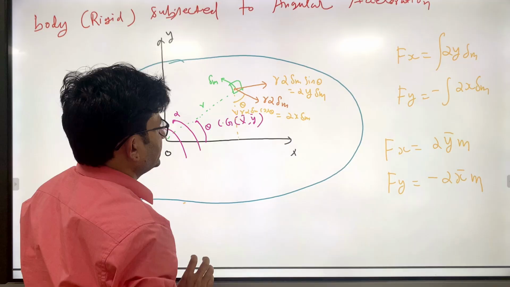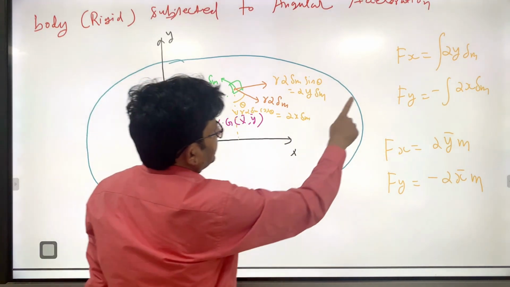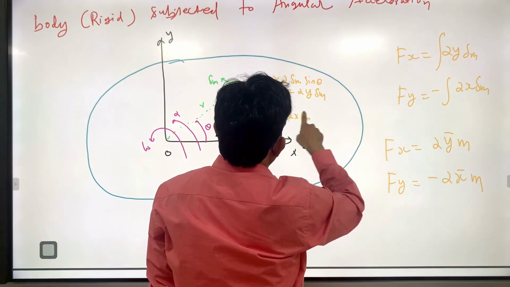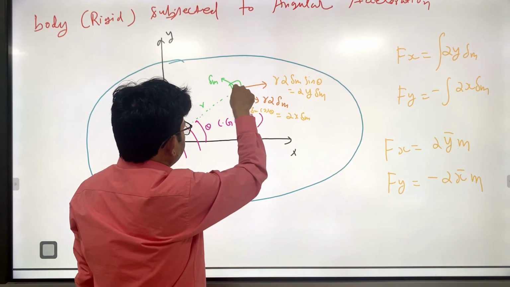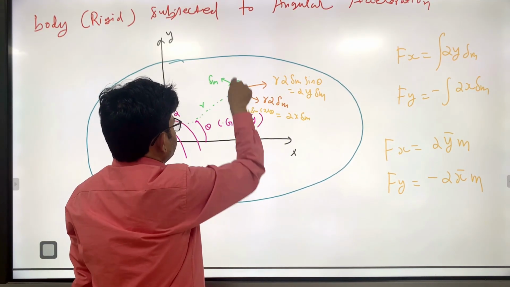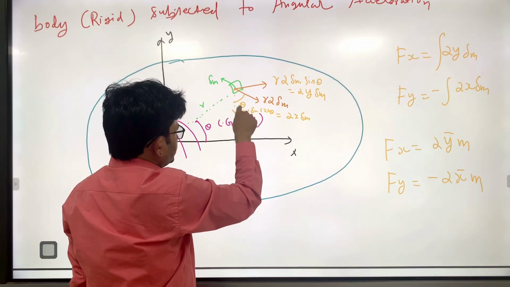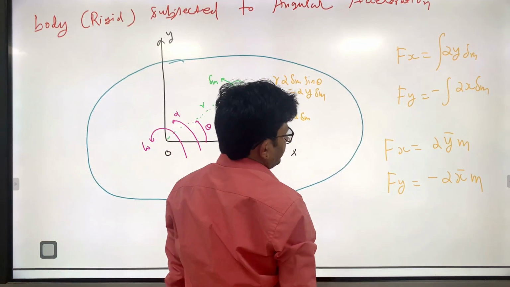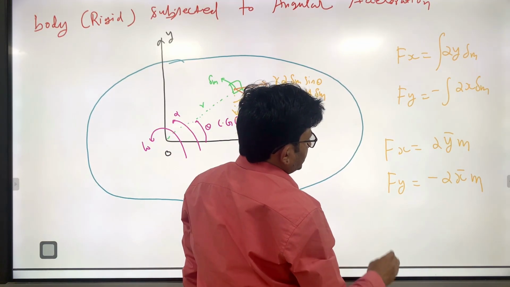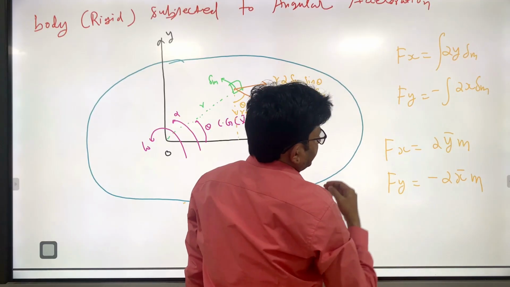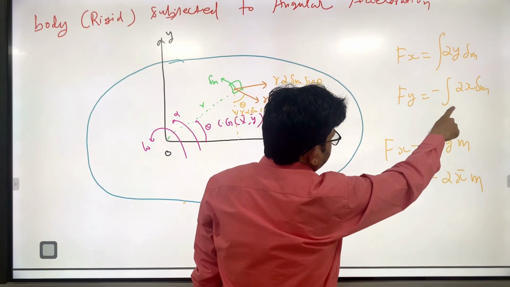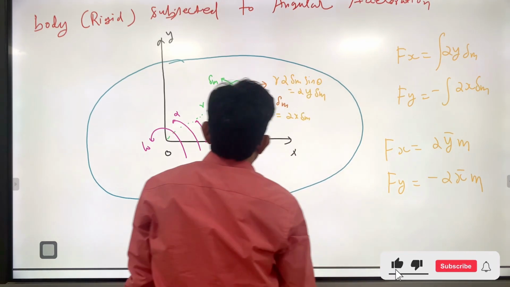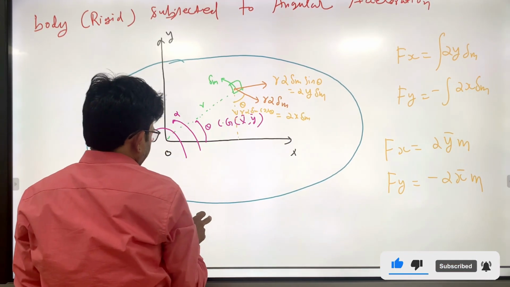So you can write the force Fx equal to alpha integral y delta m and Fy equal to minus alpha integral x delta m. Why minus? Because this is positive, but this force is in the negative direction. That is why Fy is written negative. So alpha and m you can take outside: integral y dm is m y bar and integral x dm is m x bar, but the minus sign is coming here because the direction is downward, right?